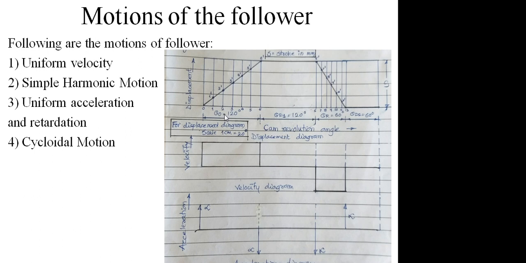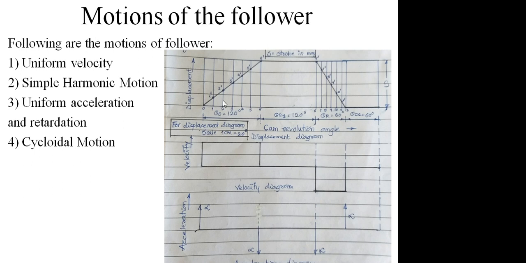This is theta O, that is the outstroke of the follower. This is the first dwell period of the follower, this is the return stroke of the follower, and this is the second dwell period of the follower. So this is the displacement diagram when the follower moves with uniform velocity.